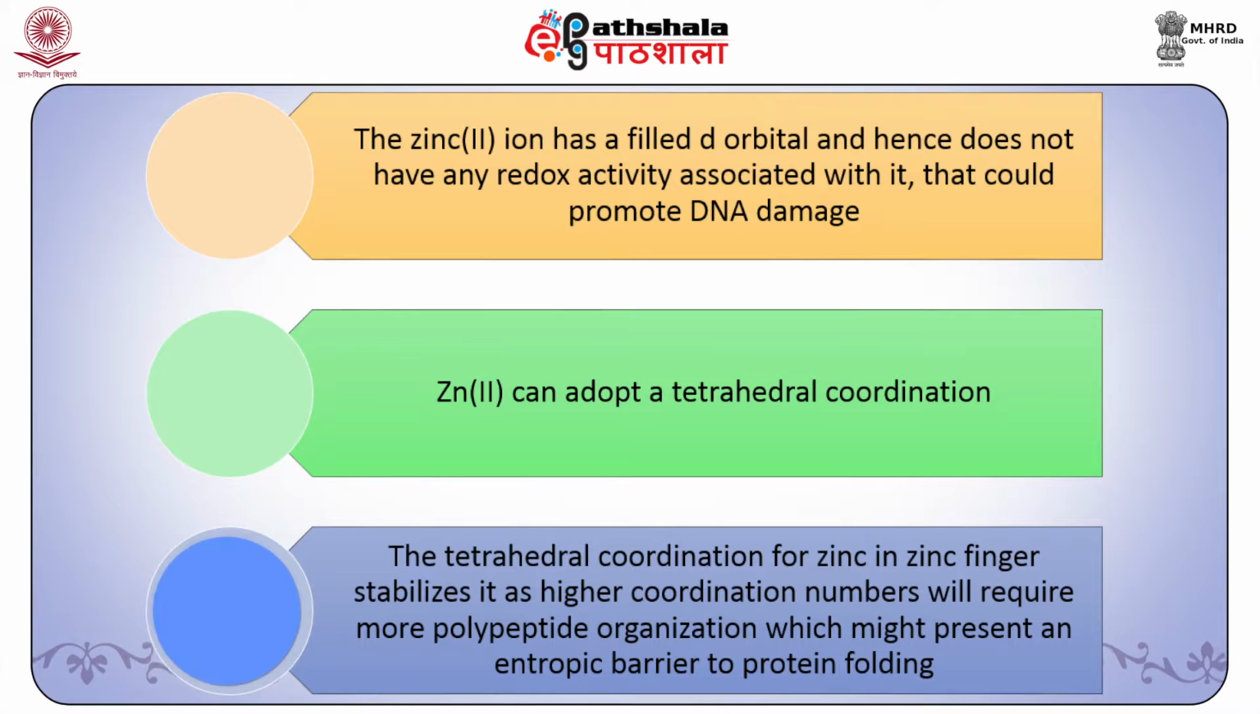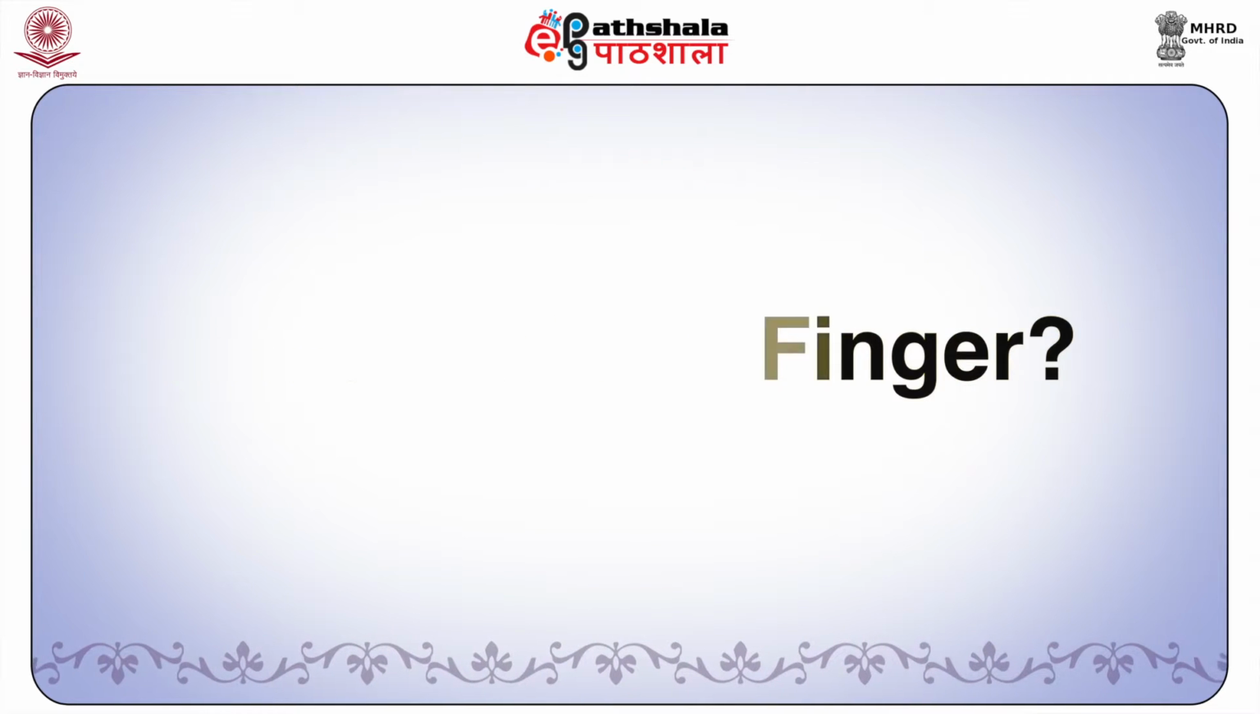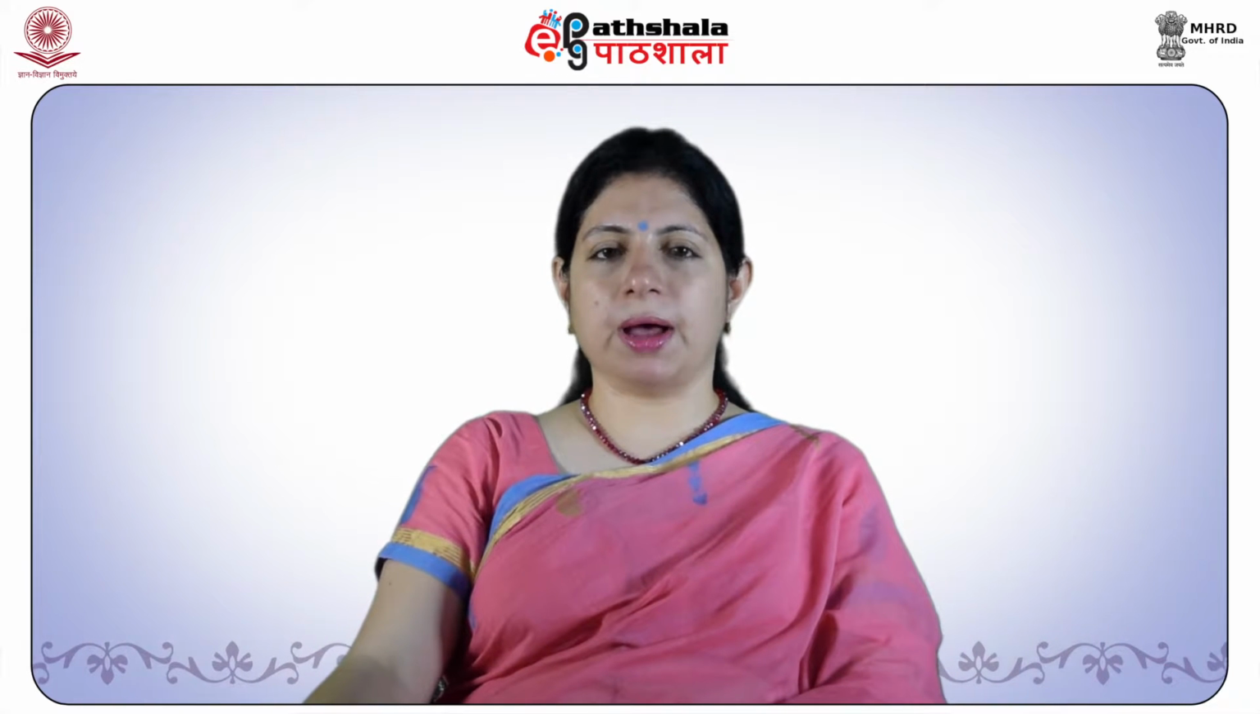The tetrahedral coordination for zinc in the zinc finger stabilizes it, as higher coordination numbers will require more polypeptide organization, which might present an entropic barrier to protein folding. So, what is a zinc finger? The classical cysteine 2, histidine 2 zinc finger is recognized as the first member of zinc binding motifs.